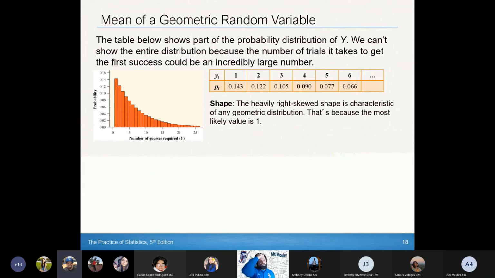The heavily right-skewed shape is characteristic of any geometric distribution. That's because the most likely value is 1. The probability that the first guess is a success is the highest probability. For the center, the mean of y is about 7. We'd expect it to take 7 guesses to get our first success. There's 7 days in the week, so we would assume that on average, it should take about 7 guesses to get one right.